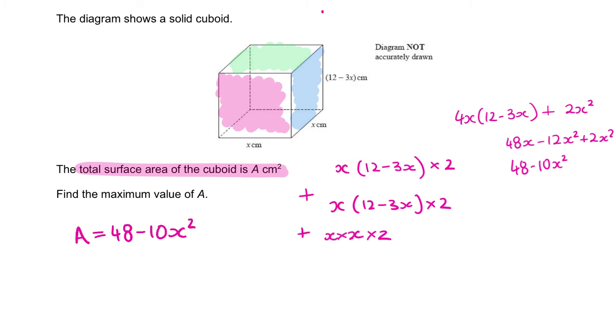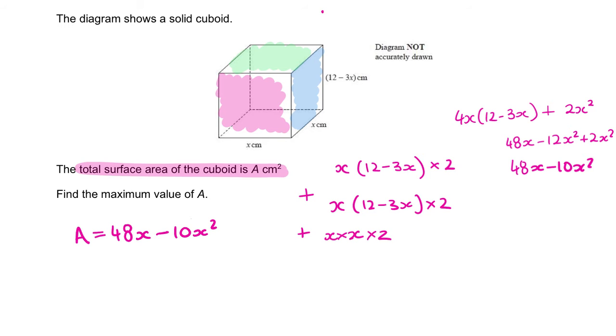We've just worked that out. So how are we now going to find the maximum? Oh, sorry. It should be 48x. Sorry, that's a bit of a typo. 48x minus 10x squared. Yeah, 48x minus 10x squared is the surface area. How are we going to find the maximum value of A?